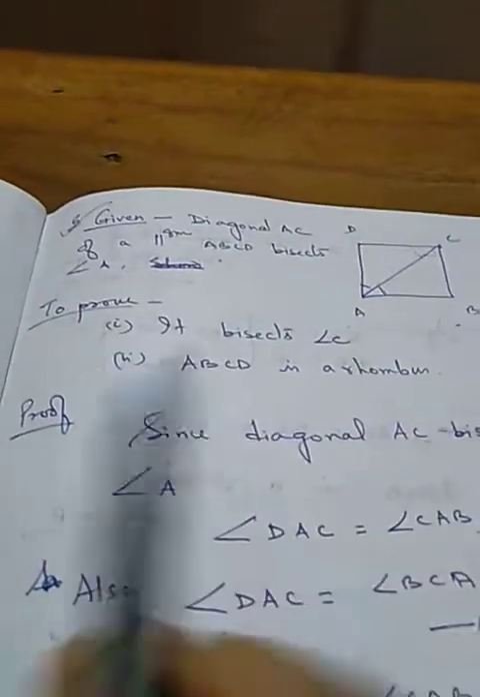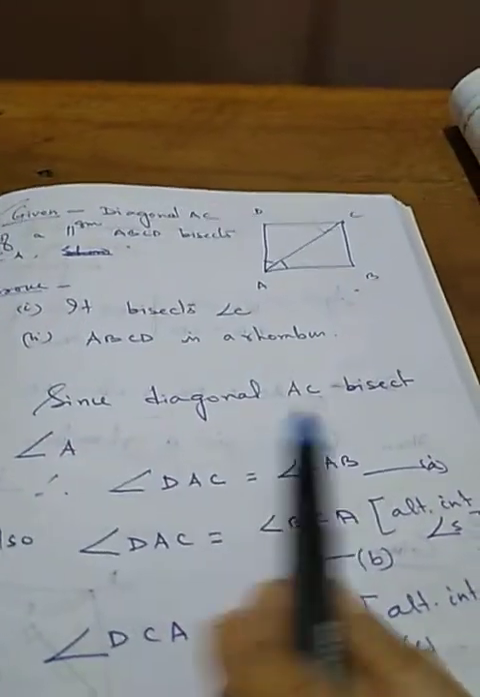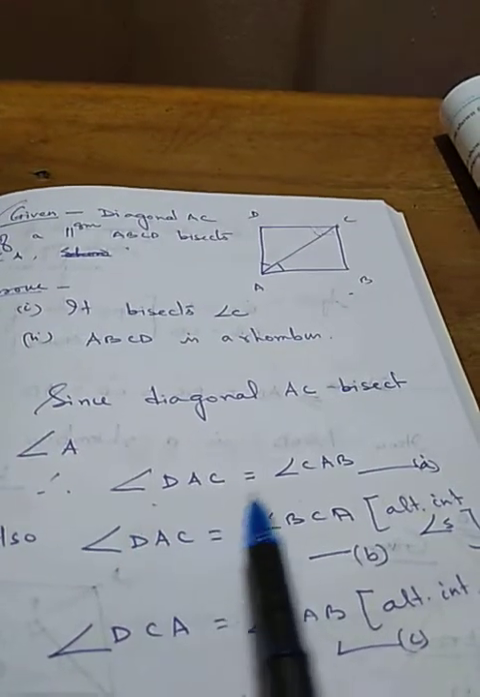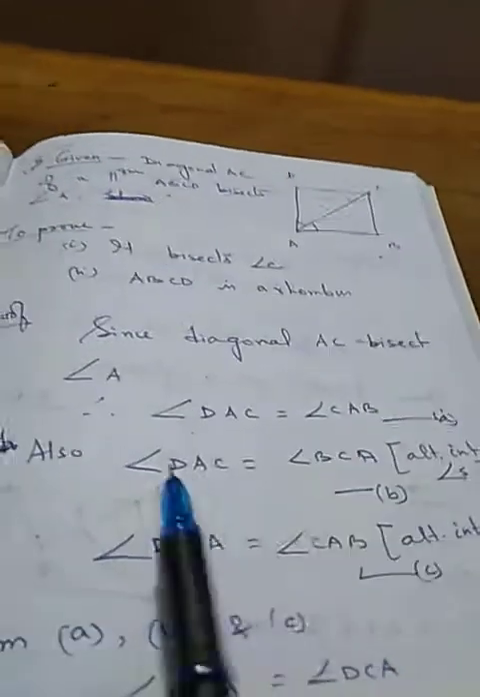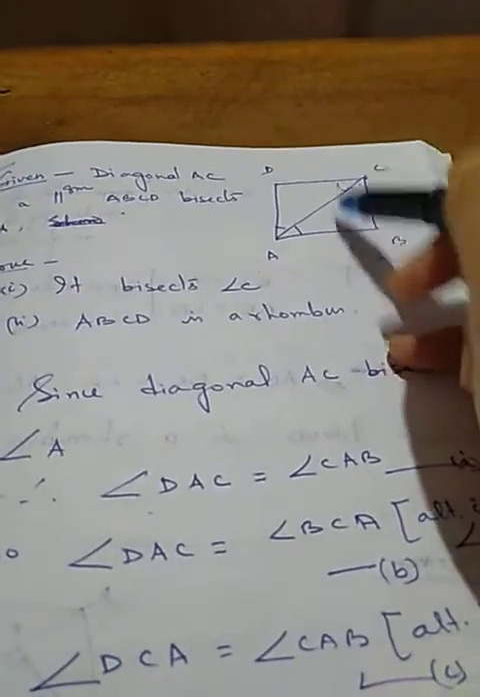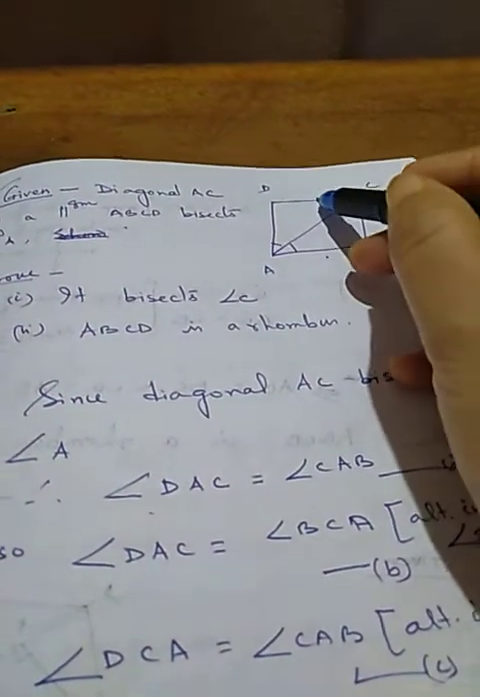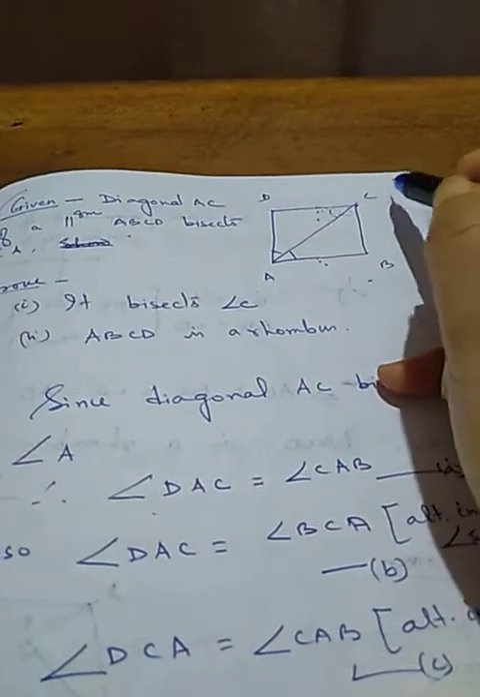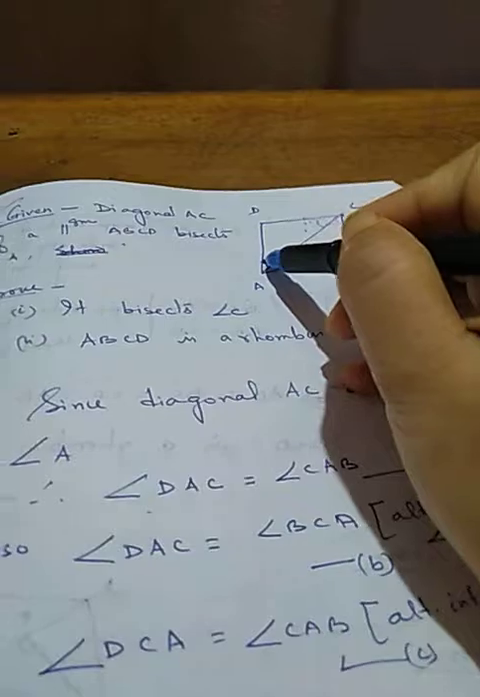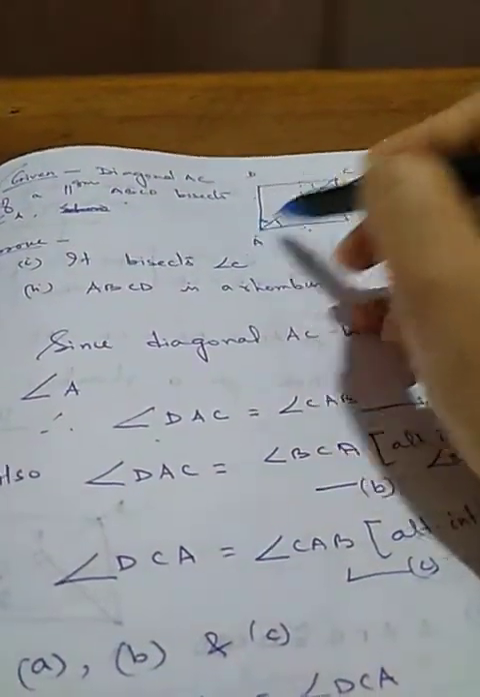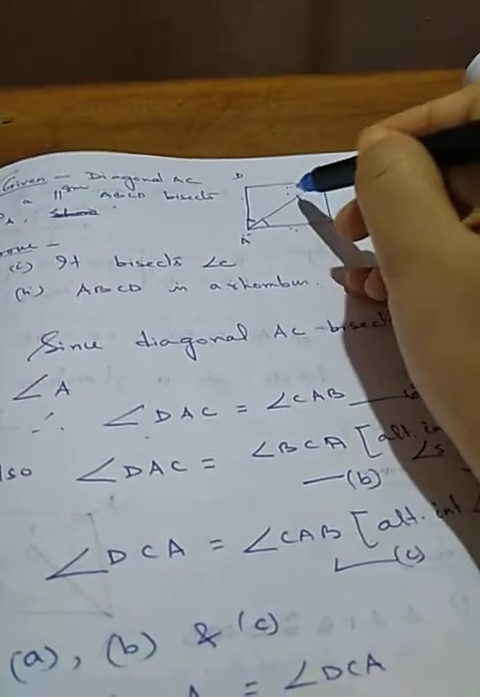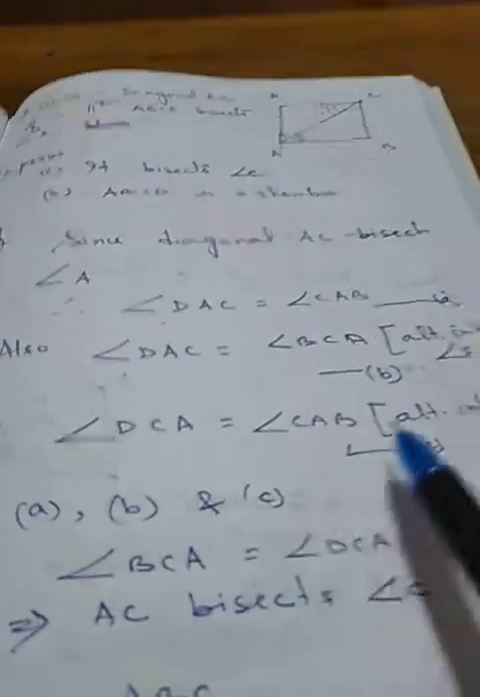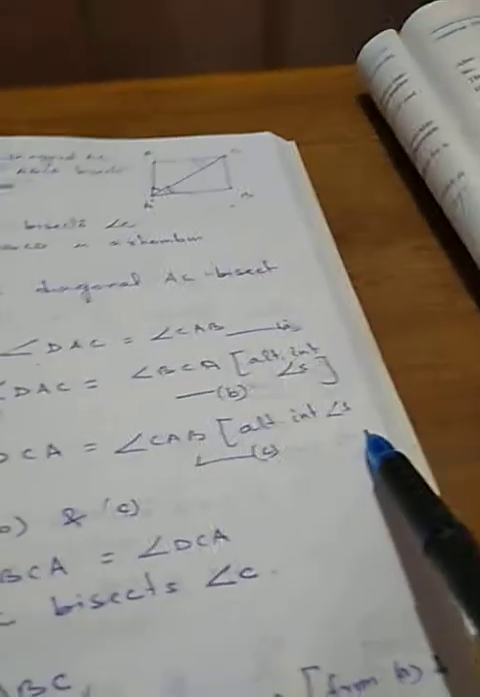Now how does it go? To prove, we have written the proof. Since diagonal AC bisects angle A, therefore angle DAC equals angle CAB. Now as it is given to be a parallelogram, the sides are parallel, so you will get alternate angles, corresponding angles, all this. Here you will get alternate angles. Which two angles are alternate angles? DCA and CAB. That means this angle equals this angle. So we have written DCA equals CAB, alternate angles.